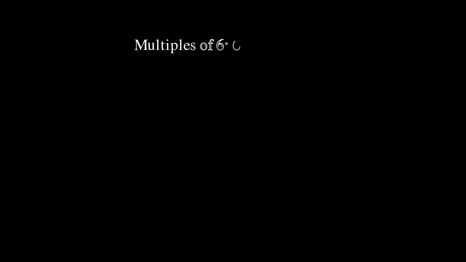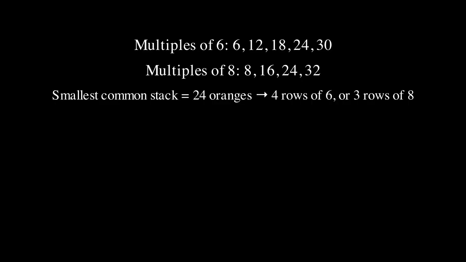So we list out the stacked totals of 6 and of 8 until one number appears in both lists. Stack up copies of 6: 6, 12, 18, 24, 30. Stack up copies of 8: 8, 16, 24, 32. The smallest number appearing in both lists is 24. So the smallest possible number of oranges is 24, giving 4 rows of 6 or 3 rows of 8.